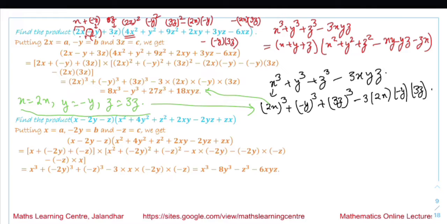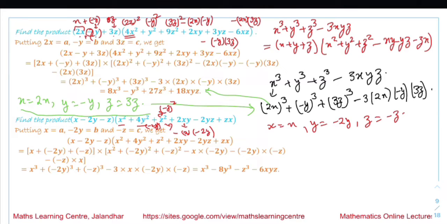Now next we have: find the product x minus 2y minus z into this term. So what we see from this is, we are writing x is equal to x, y is equal to minus 2y, and z is equal to minus z, and this is the formula for it. We are saying x square is there, then it is minus 2y square, then it is z square, basically minus of z square. Next term when you solve these values, it is minus of x into minus of 2y. So the final answer will be positive.